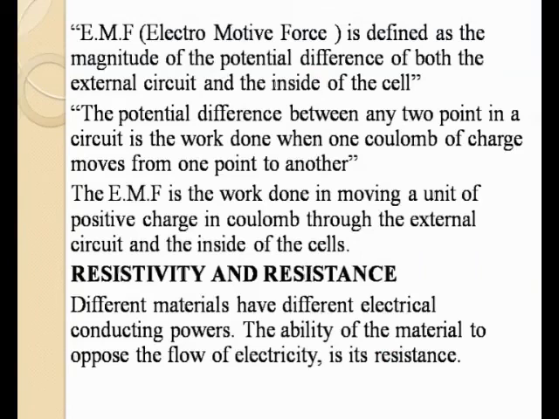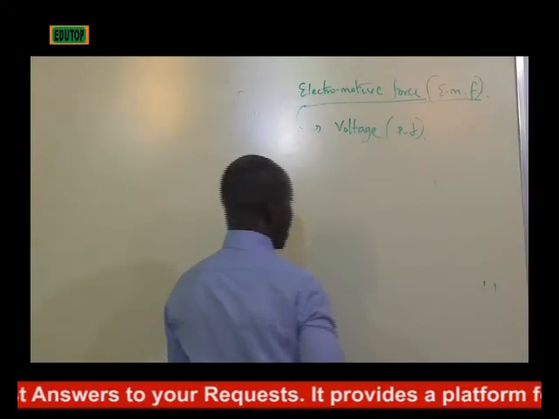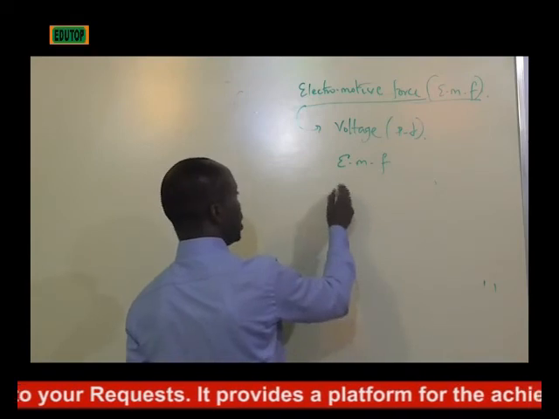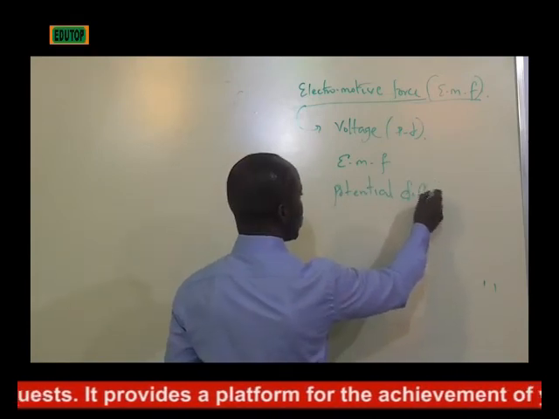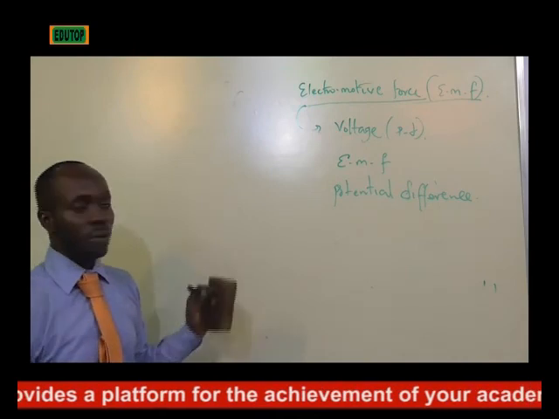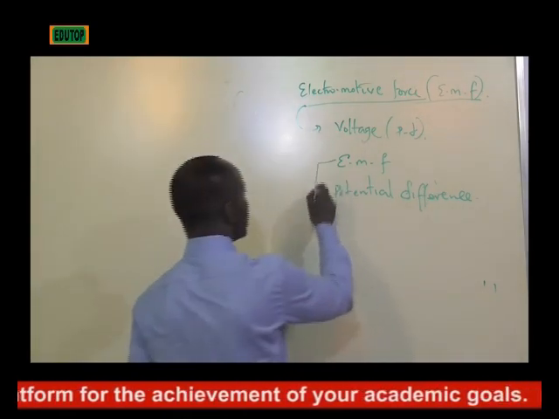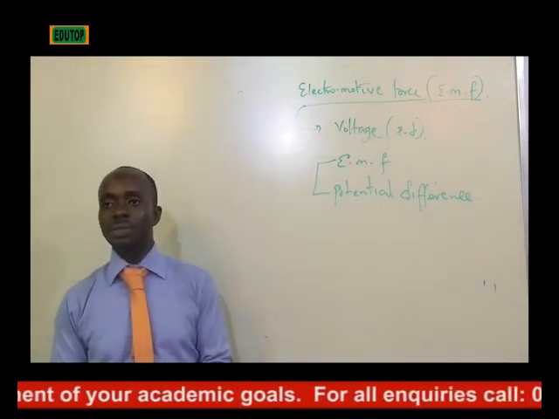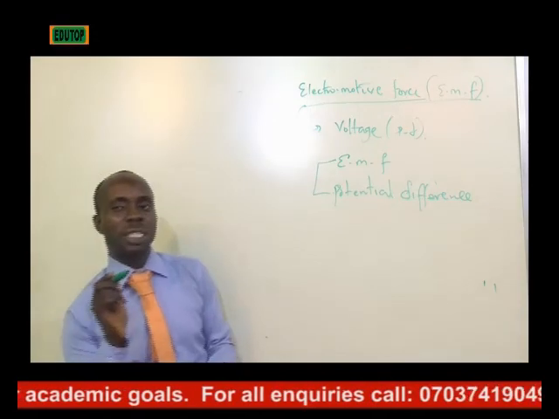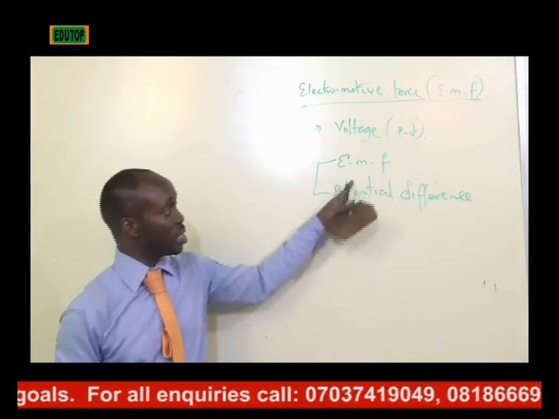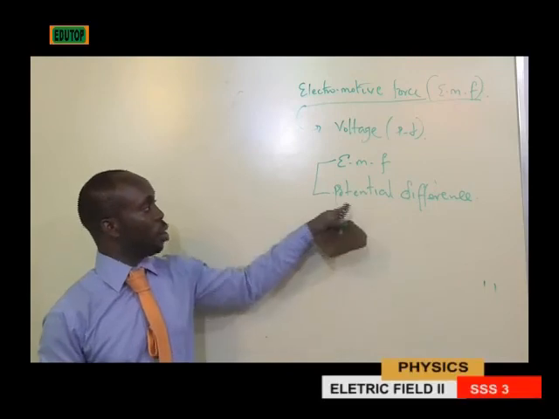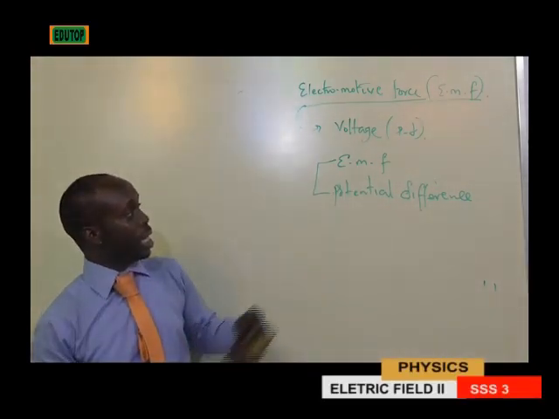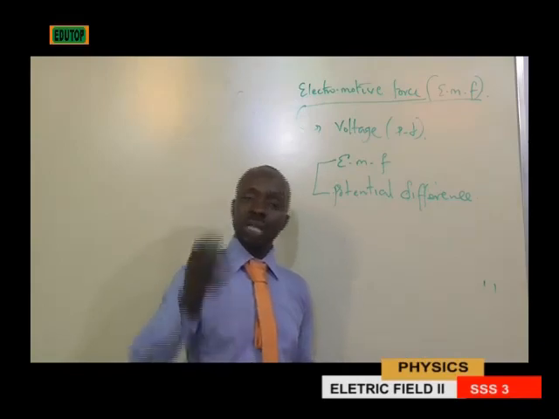Now, the potential difference between any two points in a circuit is the work done when one coulomb of charge moves from one point to another. We normally hear of EMF. We also normally hear of potential difference. This question is always surfacing in WAEC or NECO. You'll be told to differentiate between EMF and potential difference. Now, what is EMF? From our definition, EMF is the magnitude of potential difference. EMF is a potential difference. Hope we know that. But they are different in such a way that EMF is when you sum total.